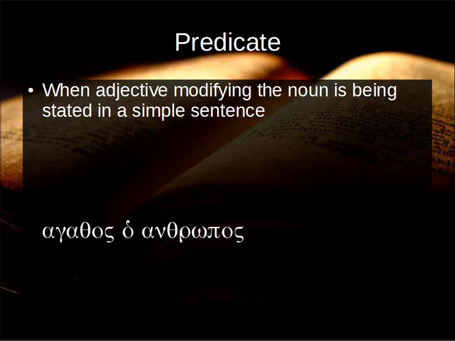We need to add the verb is or are. Like, you are students. You are Greek students. You are great Greek students, you know? That's how the predicate is being used. Okay, so I give you the easy example to this one, which is, the word is good. You're just saying it in a simple stated sentence.